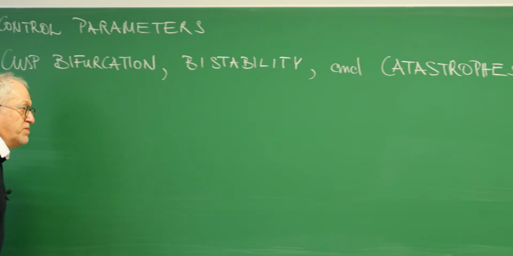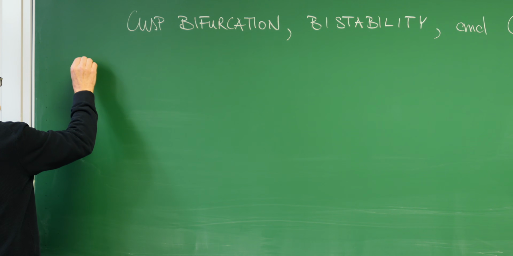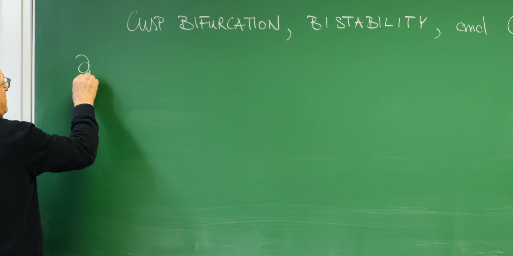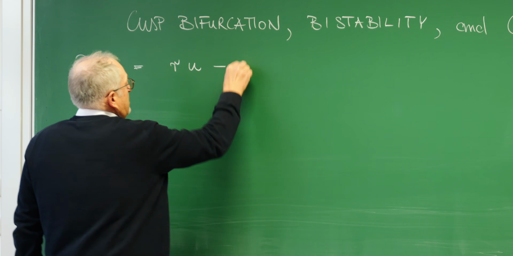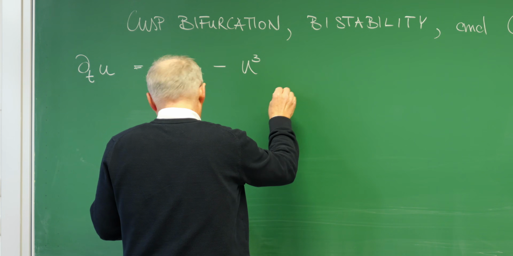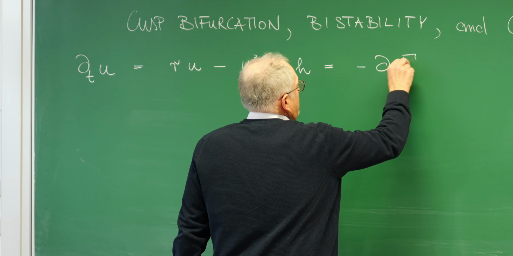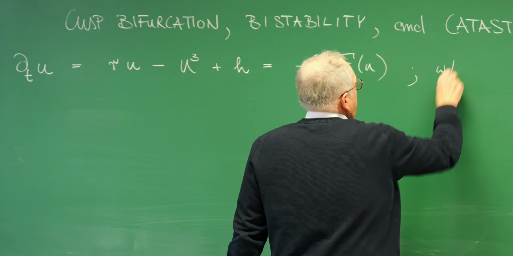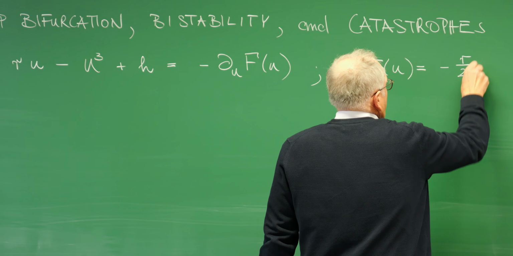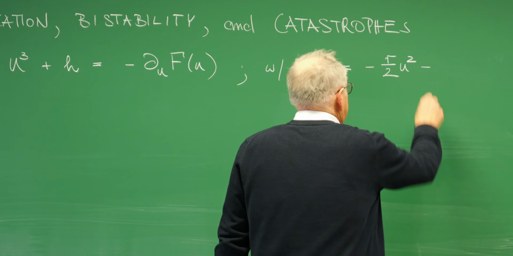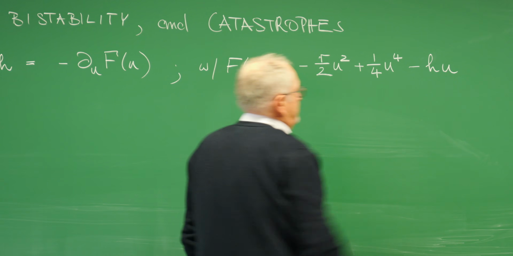Okay. So what will I choose? I'll take as an example to show you how this works a normal form, and this normal form reads like so. du/dt is a parameter r times u minus u to the third, and then plus h, and that you can also write as minus du f of u, where you have f of u being equal to minus r over 2 u squared plus a fourth u to the fourth and minus hu.